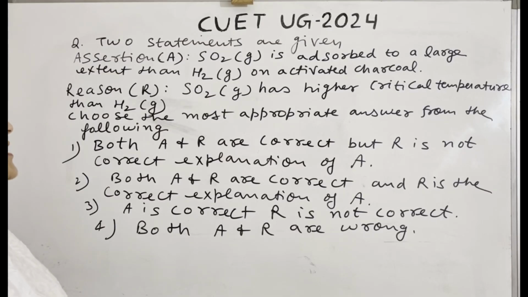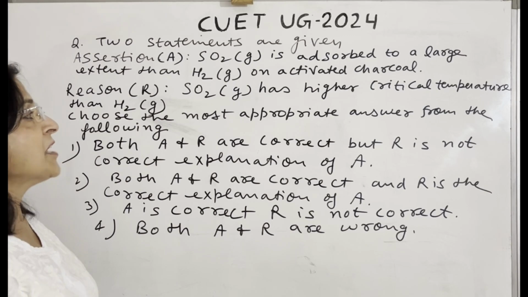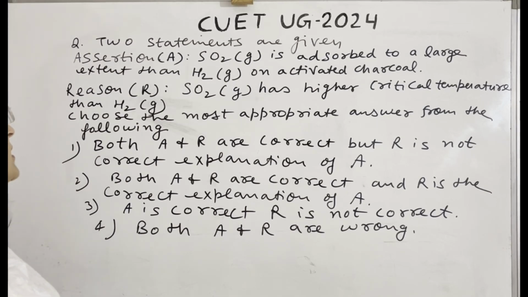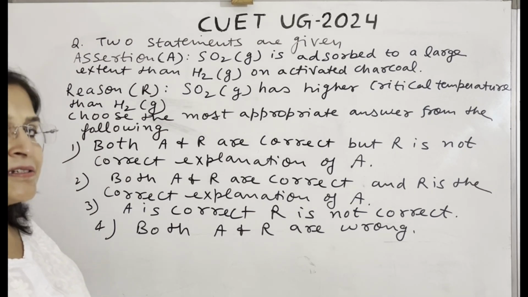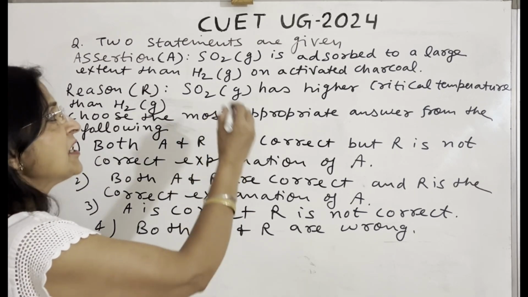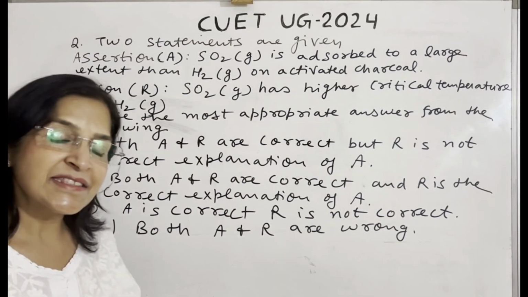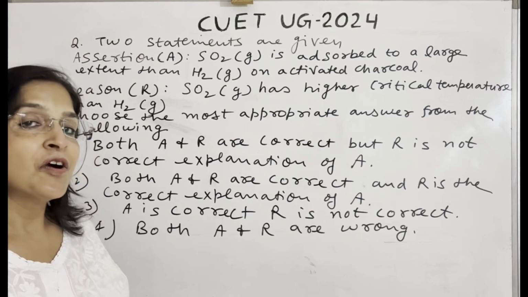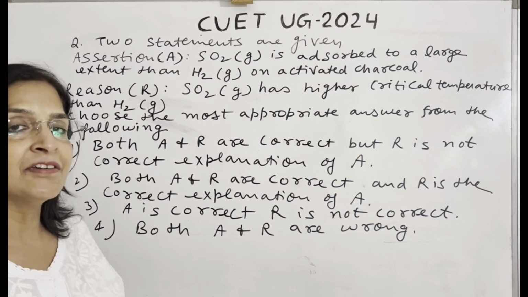Question is, 2 statements are given. First is assertion and second is reason. Sulfur dioxide gas is adsorbed to a large extent than hydrogen on activated charcoal. Reason, sulfur dioxide has higher critical temperature than hydrogen gas. Both A and R are correct, and reason is the correct explanation of statement 1, that is assertion. Higher is the critical temperature of a gas, more will be the rate of adsorption on the activated charcoal.